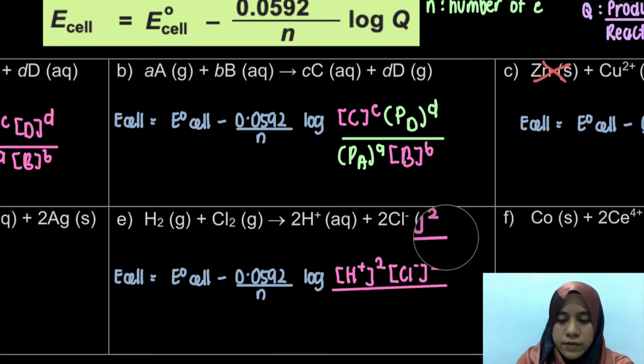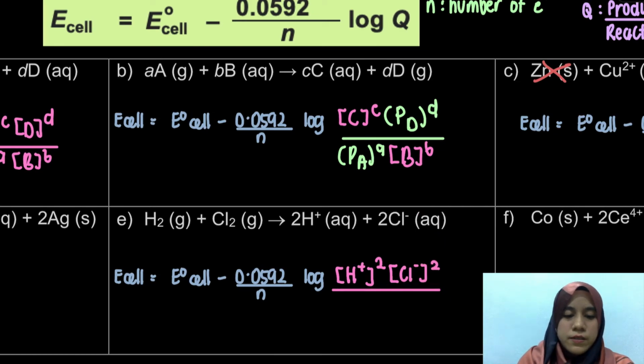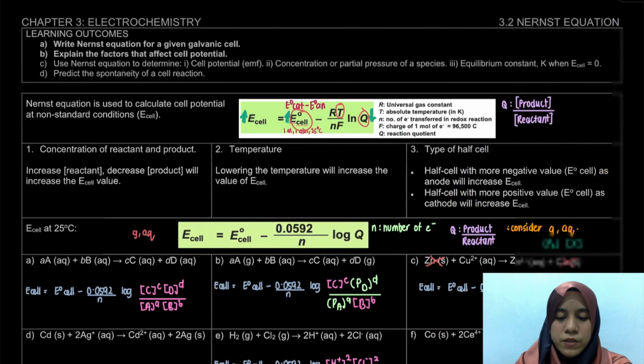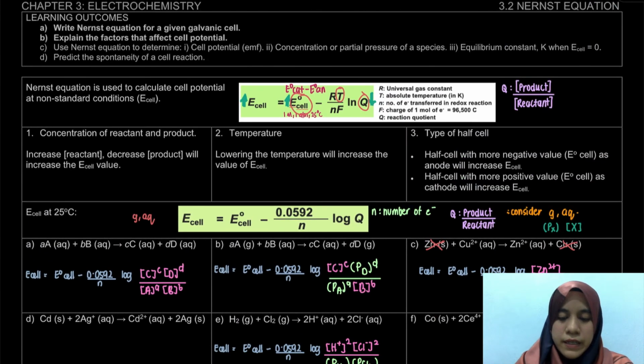the gas. So how do we write down the gas itself? Here is H2 gas. So again, pressure of H2. You don't have to include the power of 1 because it is understood. And then Cl2, again it is a gas, so pressure of Cl2. So that is how you write down the Nernst equation. Examples D and F, I believe you can try yourself. Okay, so that's it for this video.